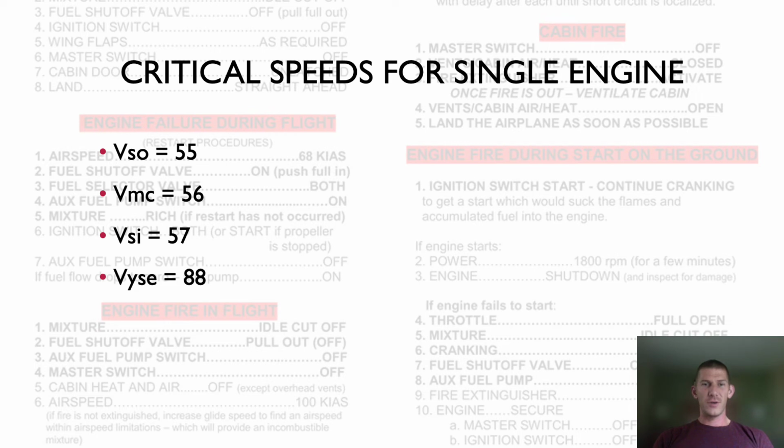These are some of the critical speeds for the Piper Seminole that we use for training. VSO is our stall speed with landing gear and flaps extended. VMC is the one that we just discussed, 56, that's our minimum control speed. VS1 is our stall speed in a clean configuration with the flaps and gear up. And then VYSE is the speed that we're going to be pitching for when we're trying to maintain that directional control.